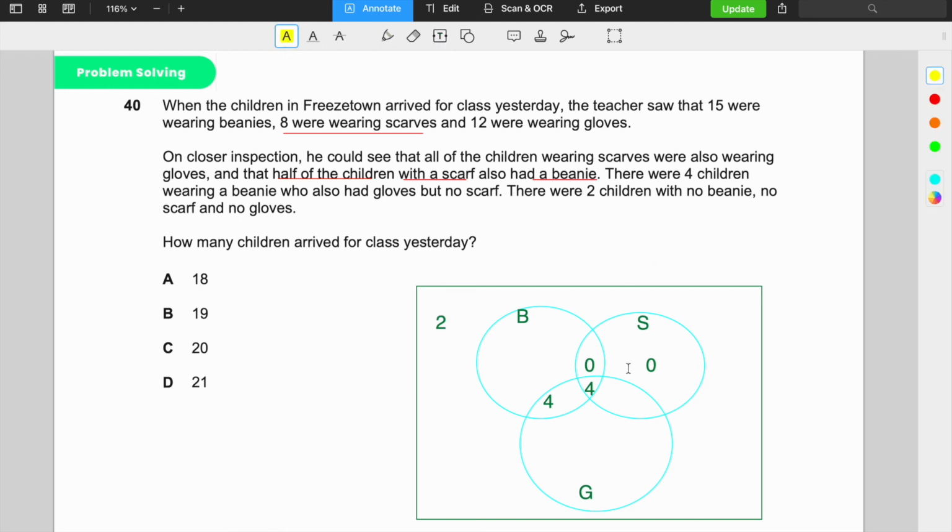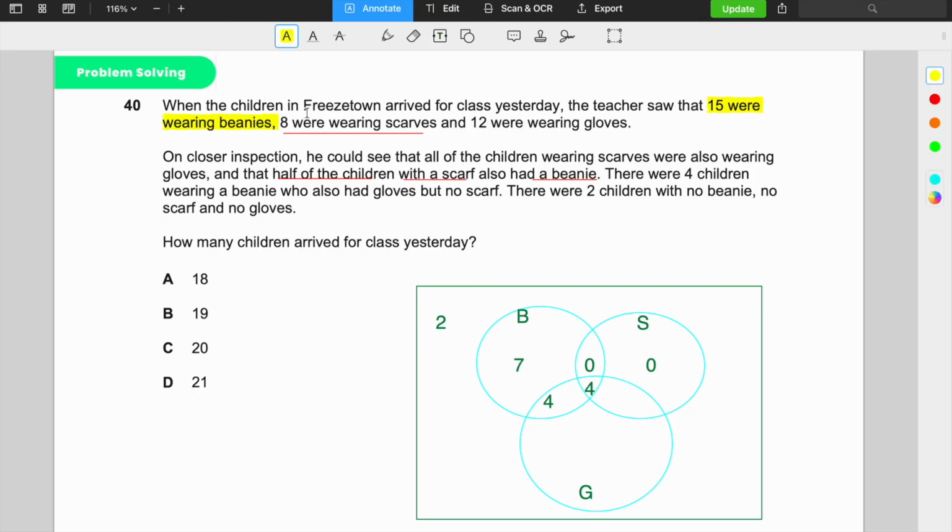So first of all, with 15 wearing beanies, that means all the numbers in this circle add up to 15. Right now we have 4 plus 4, that gives us 8. So that means that has to be 7. Does that make sense? Because now we have everything in that beanie circle: 7 plus 4 plus 4 gives you 15.